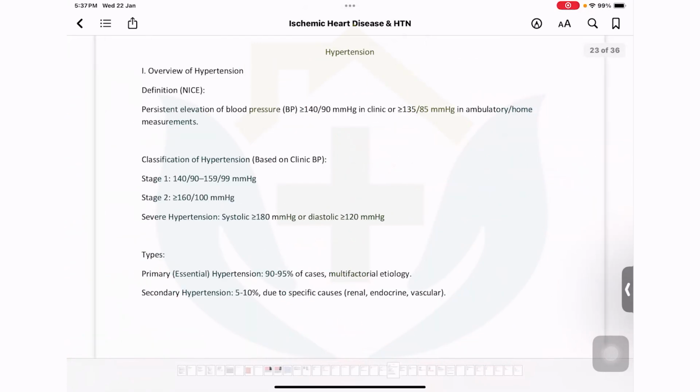Okay. Now coming to hypertension. So by NICE guidelines, the blood pressure of more than 140/90 at clinic, or more than 135/85 at home, is hypertension. Now they've classified hypertension on the basis of these values into stage 1, 2 and severe hypertension. Stage 1 is when the BP is between 140/90 to 159/99. Stage 2 is anything above 160/100. Severe hypertension is systolic more than 180 and diastolic more than or equal to 120.